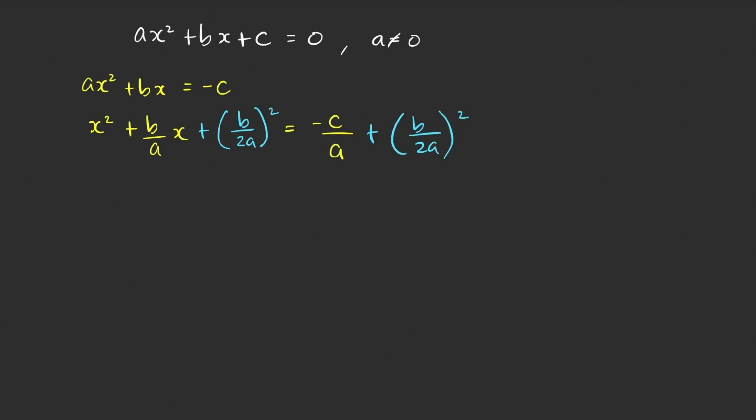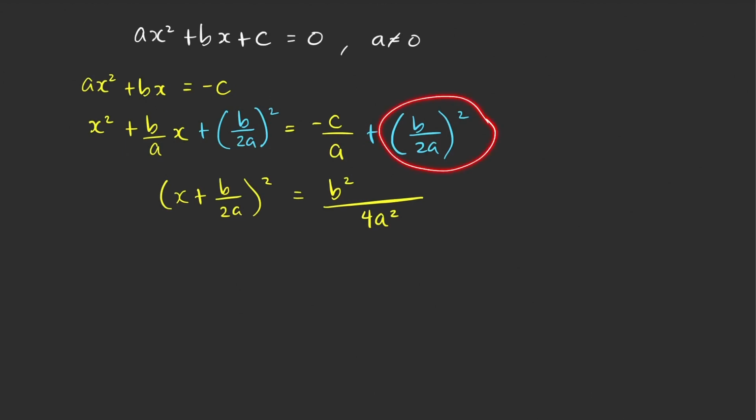We can now write the left-hand side as x plus b over 2a quantity squared equal to, in this case, let me write the right-hand side as b squared over 4a squared. So that is the square of b over 2a. And then making this first fraction, negative c over a, a fraction with denominator 4a squared, we'll get a numerator which is equal to negative 4ac.